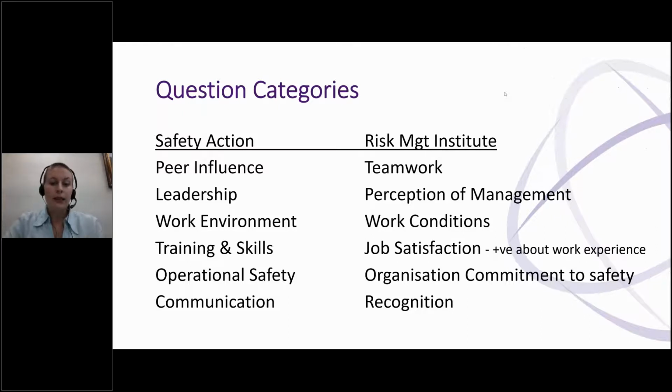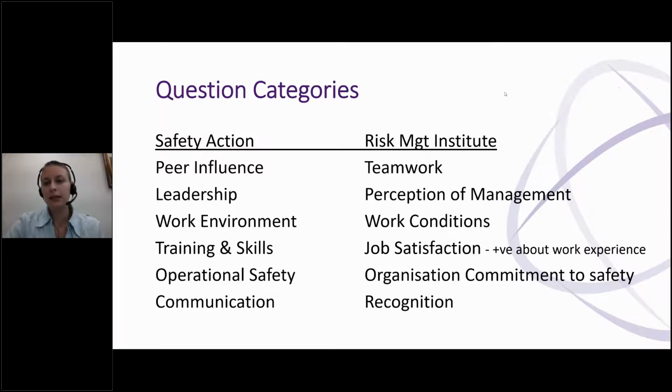And I've done a comparison there of what the Risk Management Institute uses as their categories for climate surveys. And so you'll see they use teamwork, which, when you look at their description of teamwork, is very much what we call peer influence. Perception of management is what we call leadership. They do work conditions, we did work environment. So most of theirs are the same as ours.